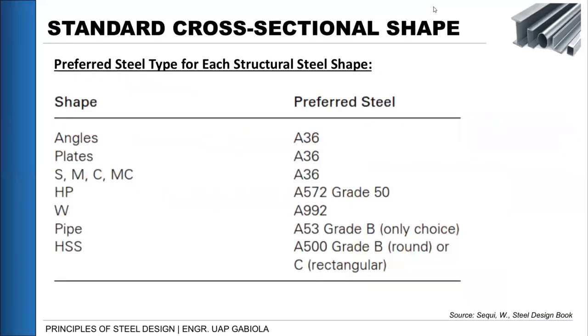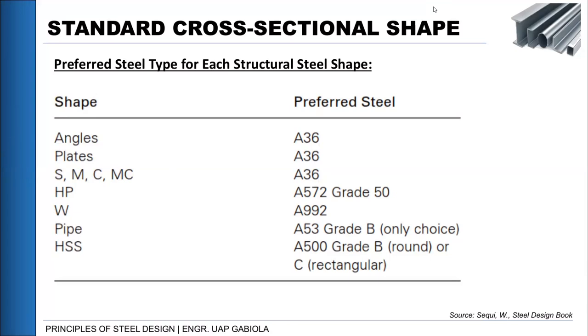Next, we have here the preferred steel type for each structural shape. As you can see for angles, plate, S shape, miscellaneous shape, channel, and miscellaneous channel shape, the preferred steel daw is A36 lang. So yung plain carbon steel lang natin. Okay? Why? Because these sections are usually used as secondary members only. They are not the main resisting elements of our structure. So, kumbaga, added support lang siya. Kaya, hindi kailangan na sobrang taas nung kanyang strength and yield stress. That's why it is preferred na A36 lang siya.